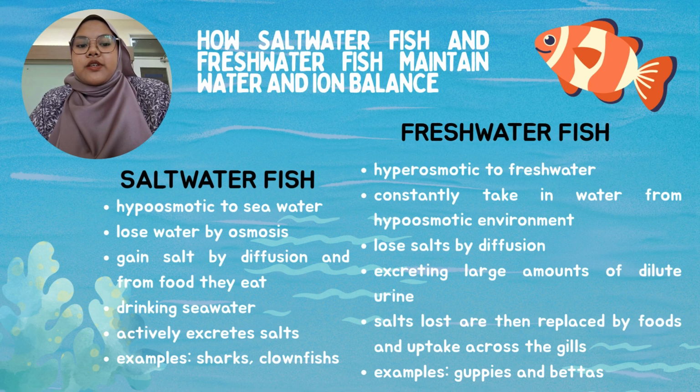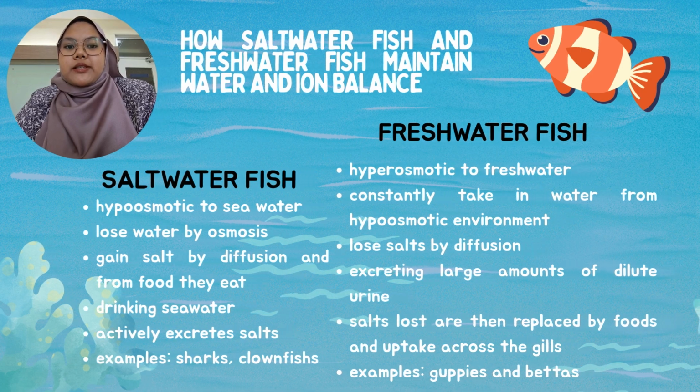Next, freshwater fish. They are hyperosmotic to freshwater. They constantly take in water from the hypoosmotic environment and lose salt by diffusion. They also excrete large amounts of dilute urine, and the salt loss is then replaced by food and uptake across the gills. Examples of freshwater fish are guppies and bettas.